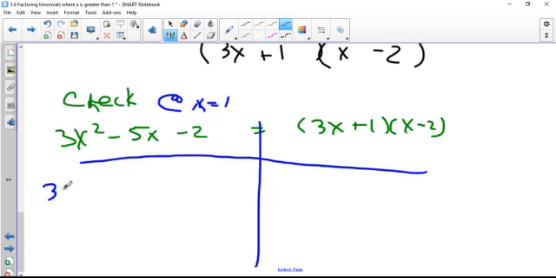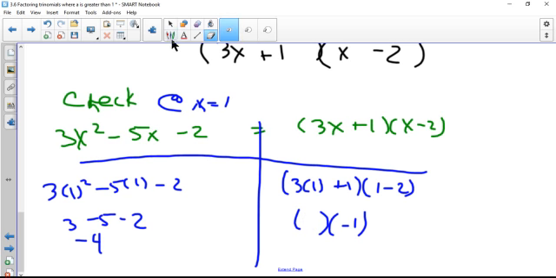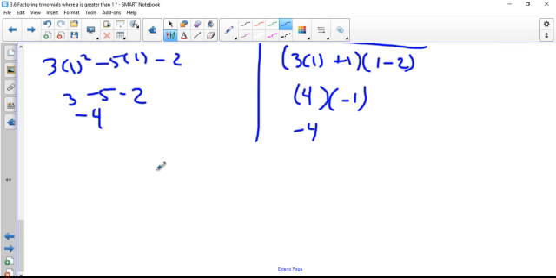So we're going to get 3 times 1 squared minus 5 times 1 minus 2, to get 3 minus 5 minus 2, to get minus 4. On the right hand side, we're going to get 3 times 1 plus 1 and 1 minus 2. We're going to get 3 times minus 1, which, something isn't right. Oh, 3 plus 1 is 4. That's why. 3 plus 1 is 4, times minus 1 is equal to minus 4. So therefore, left side equals the right side, and we're good.